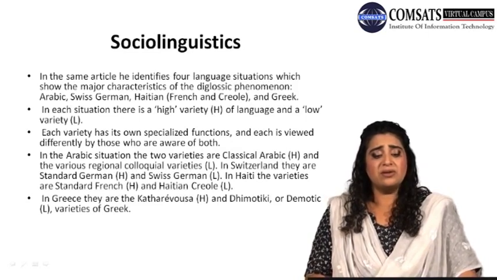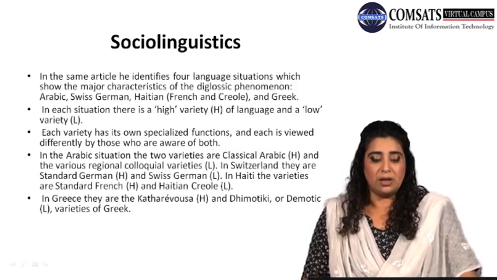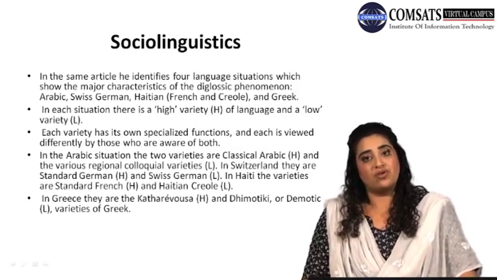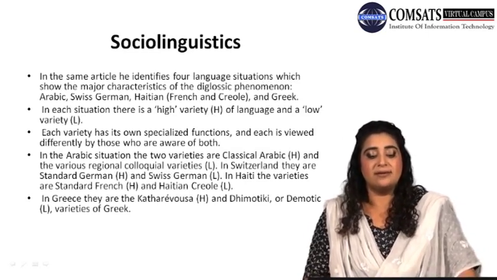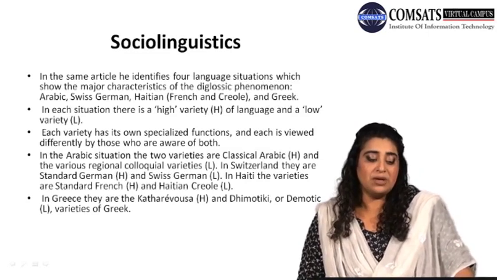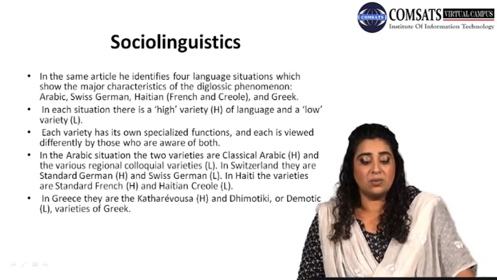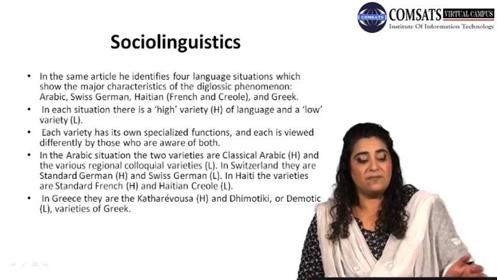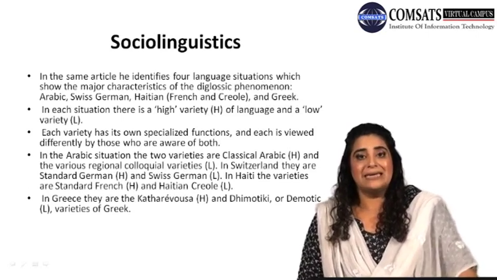So in the Arabic situation, the 2 varieties are classical Arabic and the various regional colloquial varieties, the lower variety. In Switzerland, they are standard German and Swiss German. In Haiti, the varieties are standard French and Haitian Creole. In Greece, they are Katharevousa and Demotiki, or Demotic, which are the low varieties of the Greek language.